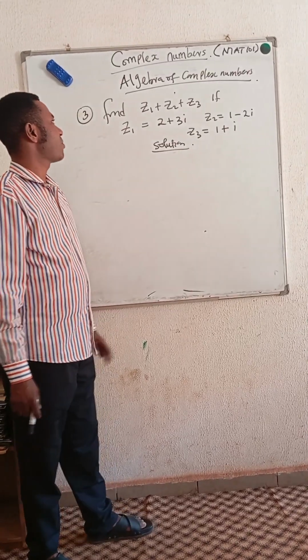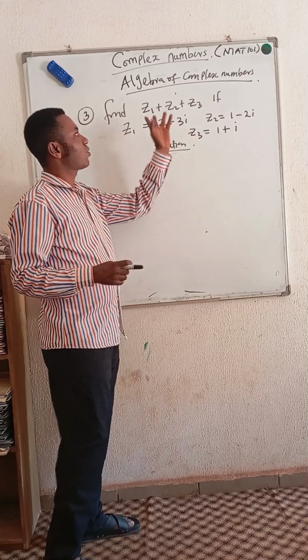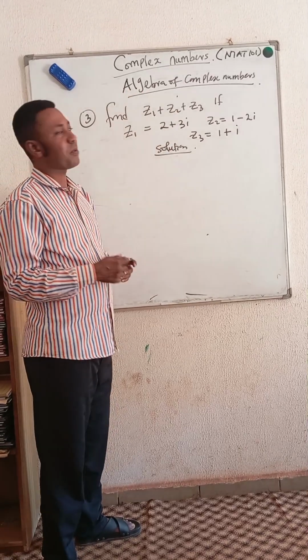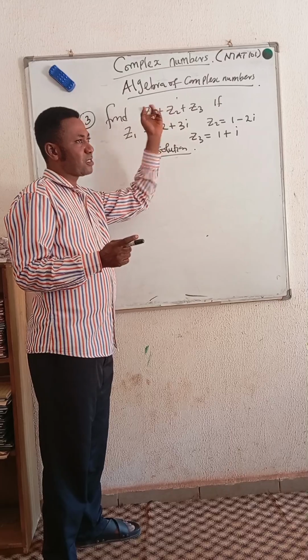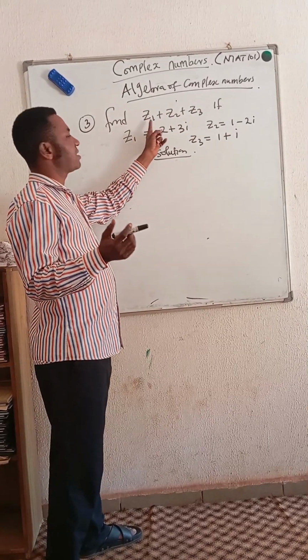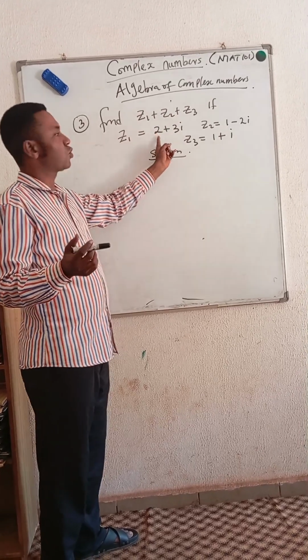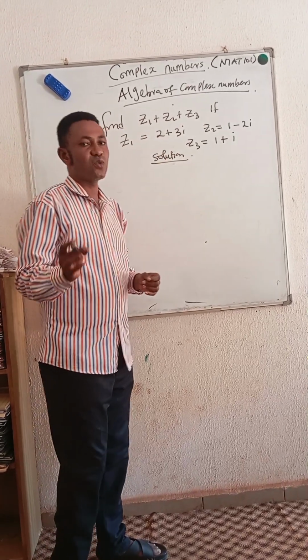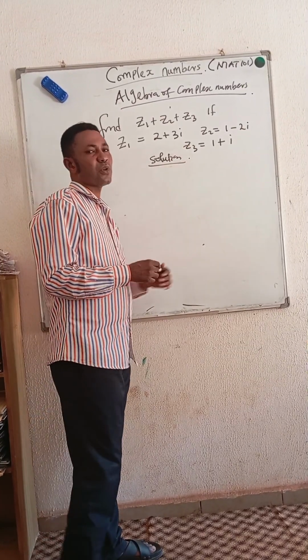Yes, welcome again to my mathematics online tutorial. In this class we are still going to continue on algebra of complex numbers, but specifically we are still adding complex numbers. Now look at this simple question on the board. Find z1 plus z2 plus z3, if z1 is equal to 2 plus 3i, z2 is equal to 1 minus 2i, and z3 is equal to 1 plus i.